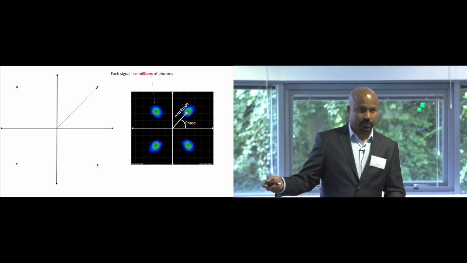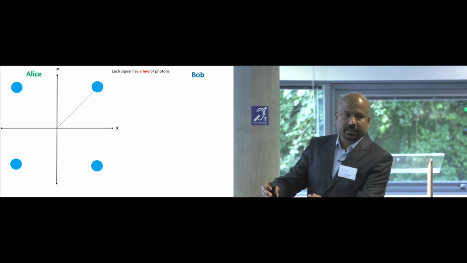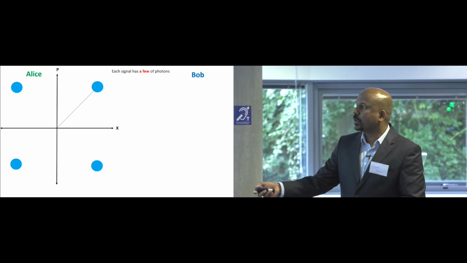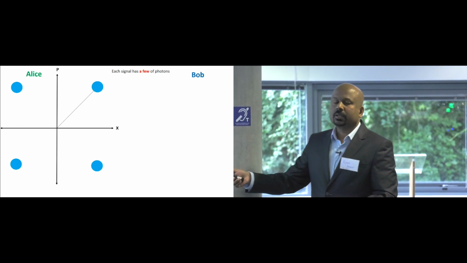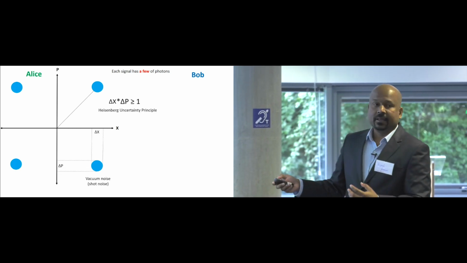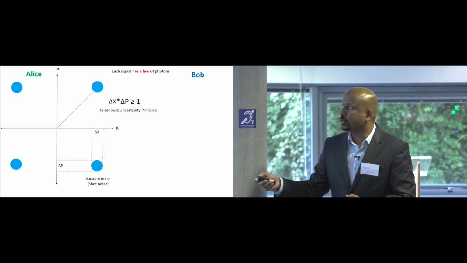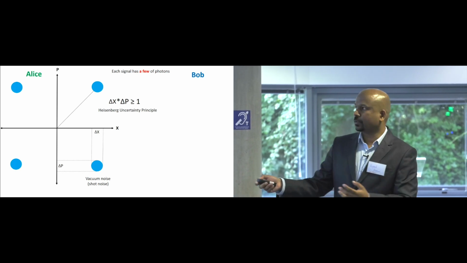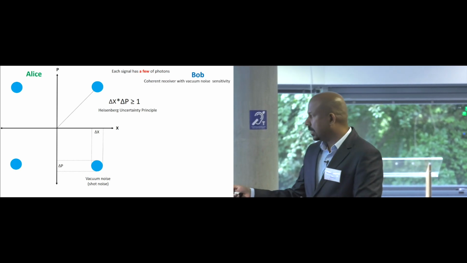So we use the same idea, the amplitude and phase of the light, but it has millions of photons. That is not quantum. To make it quantum, you attenuate that to near the vacuum. Then you start to see the quantumness, which means you cannot precisely estimate the amplitude and the phase of the light because of the Heisenberg uncertainty principle.